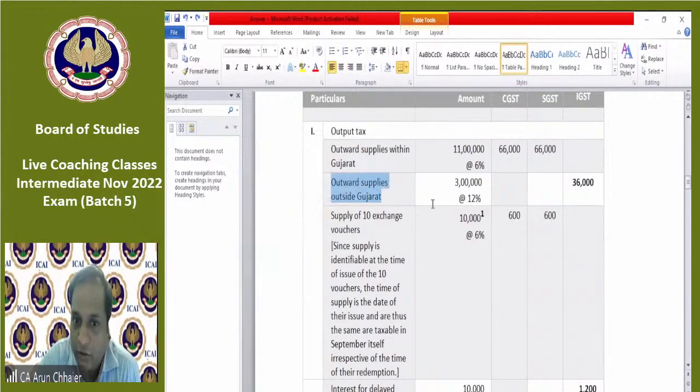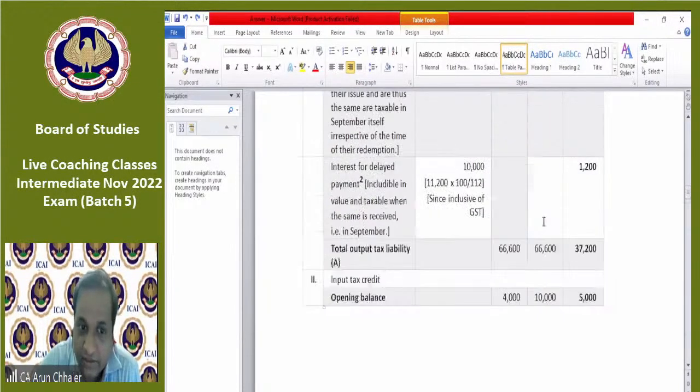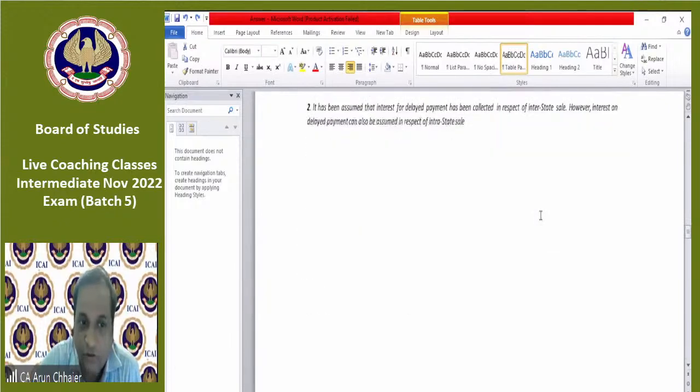Outward supply outside Gujarat is 3 lakh. Rate of the tax is 12%. That is IGST. Supply of the exchange voucher 10,000, tax 600. Total 11,200 was there, which is inclusive of tax, right?